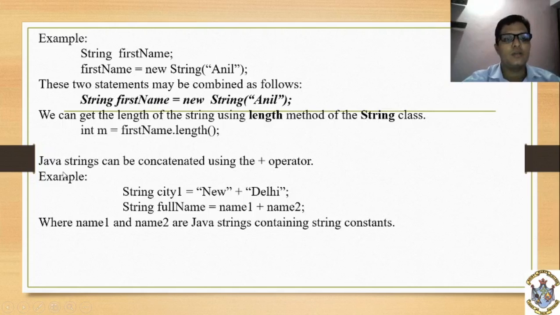In m. Java strings can be concatenated using the plus operator. Your strings are also joined. Concatenation means joining. But how can you join? By using the plus operator. For example, let us see here, String city = "New" + "Delhi". So automatically city1 will store New Delhi, because New is one string and Delhi is another string. Both strings can be joined by using the plus operator. It is also possible in Java, and it will be stored in city1. Next, String fullName = name1 + name2. Whatever name1 and name2 contain will be concatenated.